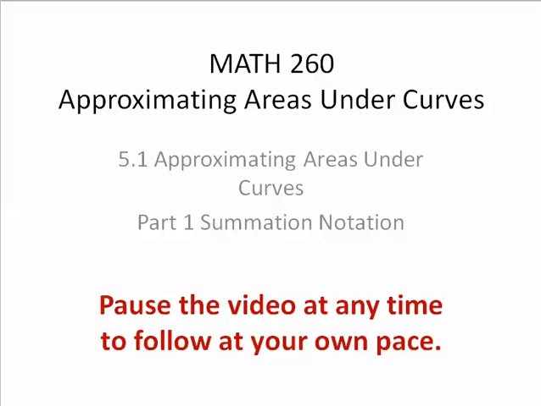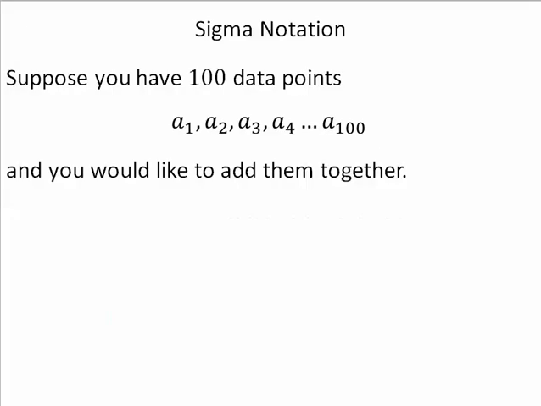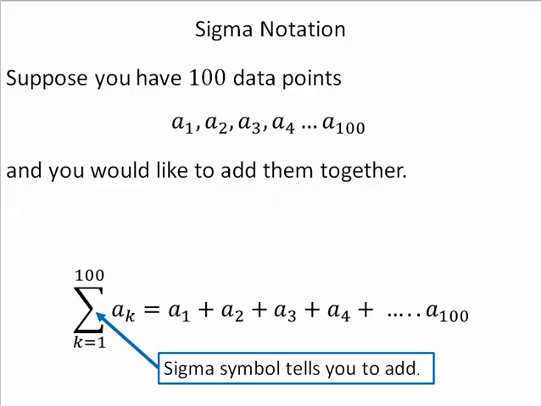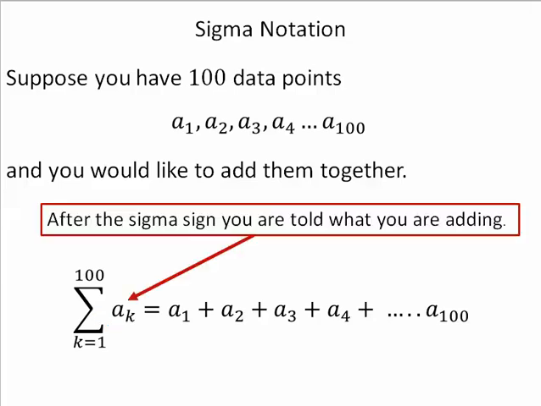Approximating area under curves. Part 1, Summation notation. Suppose you have 100 data points and you would like to add them together. Summation notation allows you to do this succinctly. The sigma symbol tells you to add. After the sigma sign, you are told what you are adding.